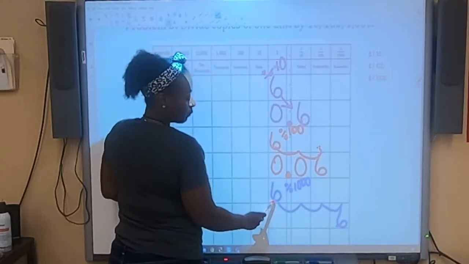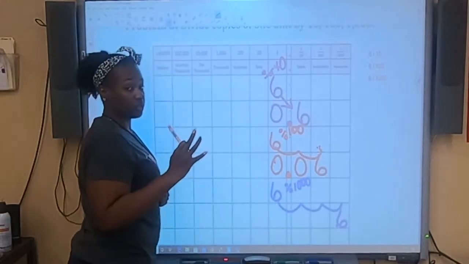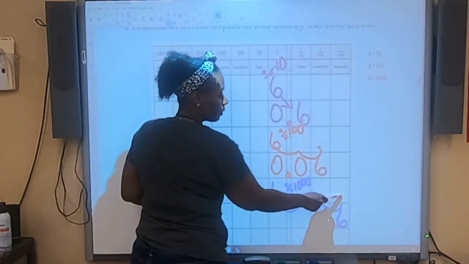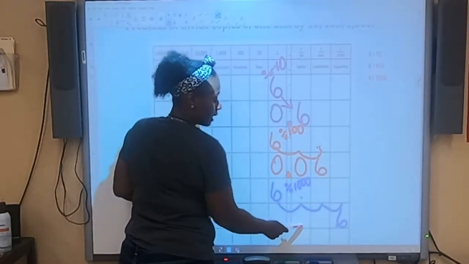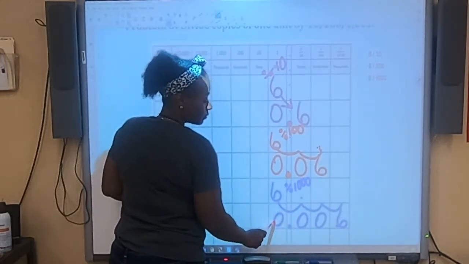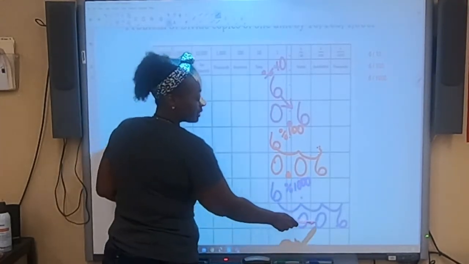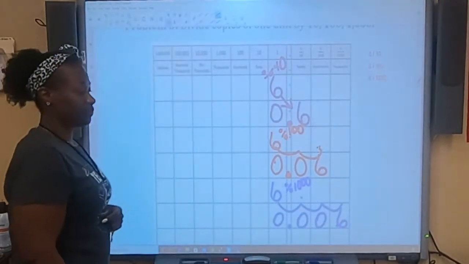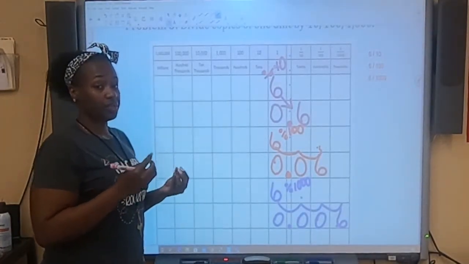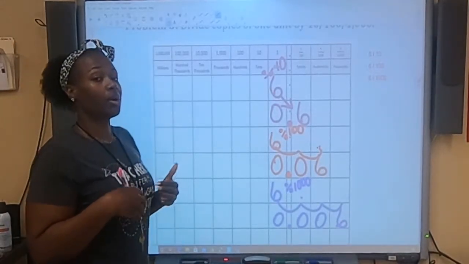Let me repeat that. Because I'm dividing by 1,000, which has 3 zeros, I need 3 shifts to the right. So I shifted my 6, 1, 2, 3 place values to the right. I'm not at the decimal, so in order to get there, I need zeros. So I know that 6 divided by 1,000 gives me 6 thousandths. So basically, with multiplying powers of 10, we're shifting to the left. And with dividing powers of 10, we're shifting to the right.